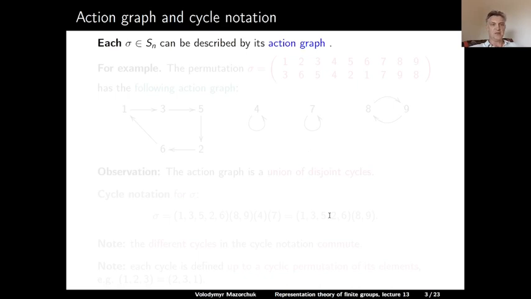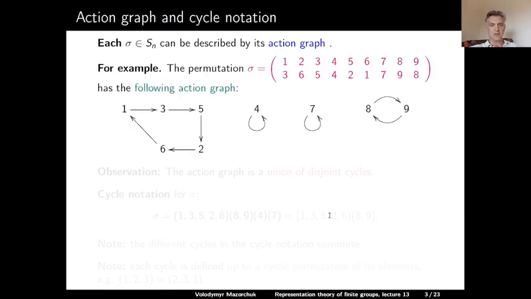So each element sigma in Sn can be described using its action graph. Here's a definition of the action graph by example. Let sigma be the permutation which sends 1 to 3, 2 to 6, 3 to 5, 4 to 4, 5 to 2, 6 to 1, 7 to 7, 8 to 9, and 9 to 8. Then here is the action graph of this permutation. So 1 is sent to 3 is sent to 5, 5 is sent to 2, 2 is sent to 6, and 6 is sent back to 1, and so on.